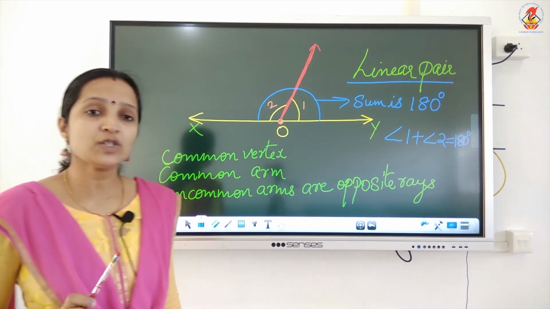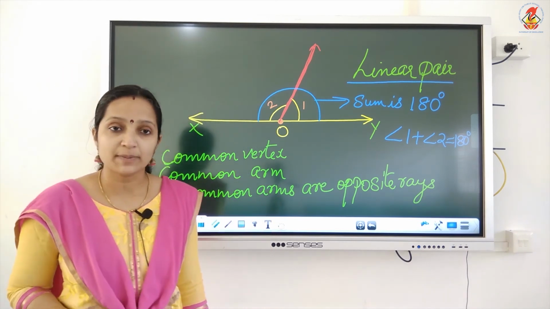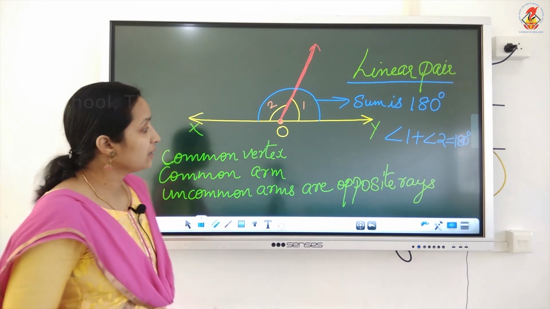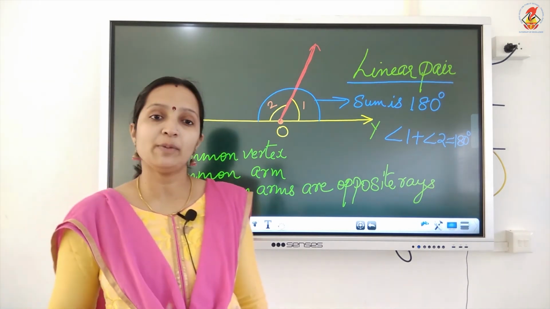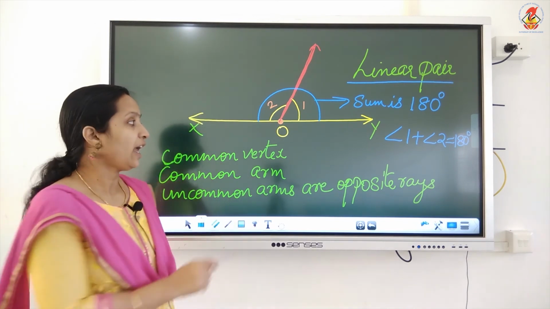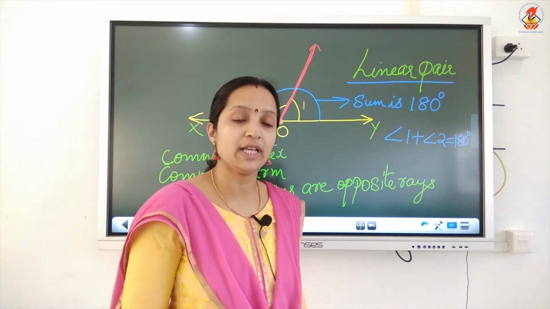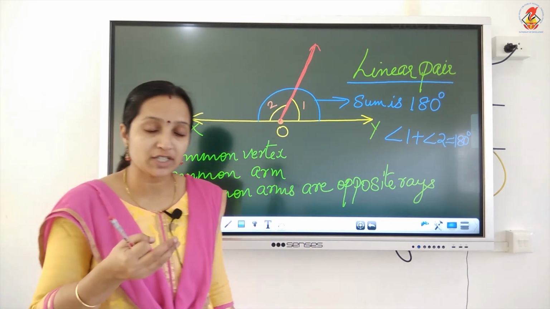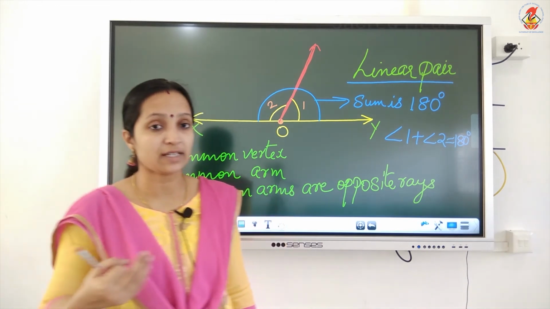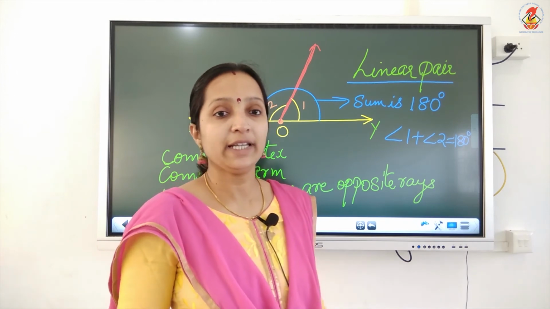So what are the conditions for a linear pair? Adjacent angles and supplementary, and the important thing here is that the uncommon arms are opposite rays and they form a straight line. The remaining conditions are a common vertex and a common arm. So we have to satisfy the conditions of adjacent angles and of supplementary angles. Then only do the angles form a linear pair.